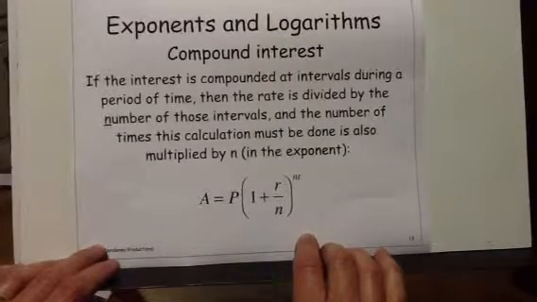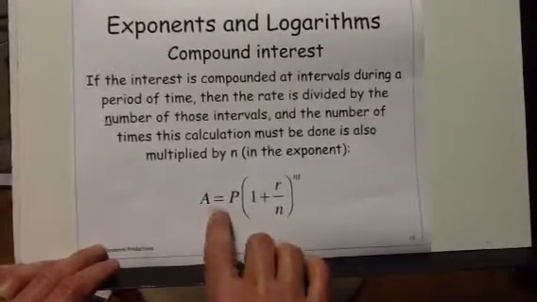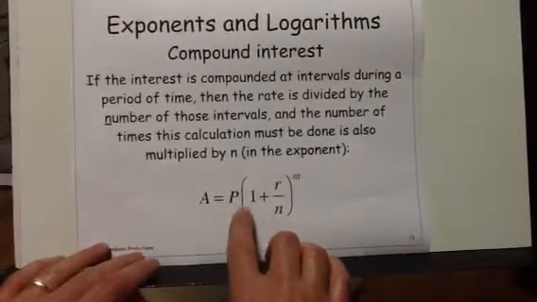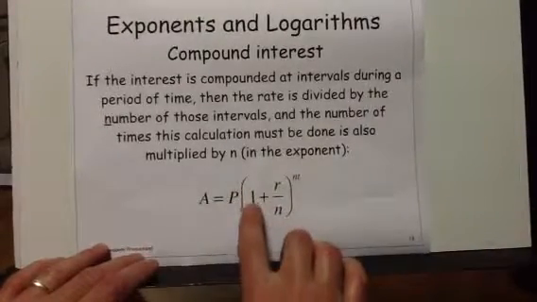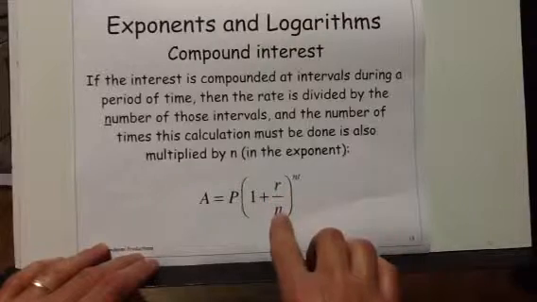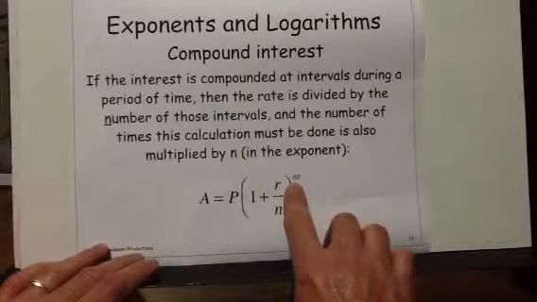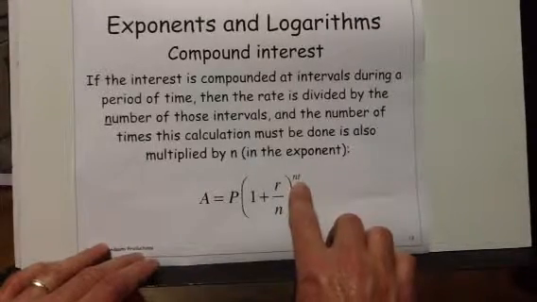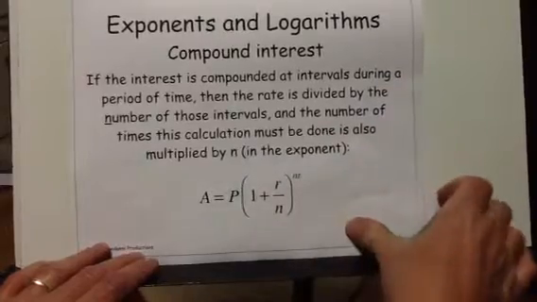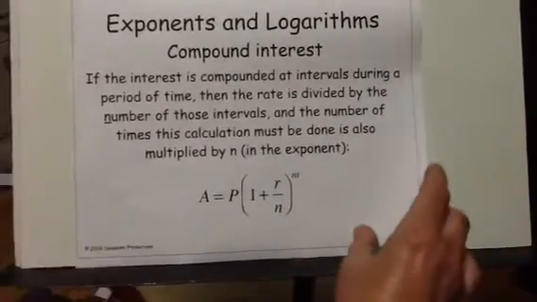So this is our compound interest formula. The amount at the end equals the amount at the beginning times this expression, 1 plus our interest rate divided by the number of compoundings in a period of time. That is all raised to the number of compoundings times the length of the time involved. That's the compound interest formula. Let's look at an example.